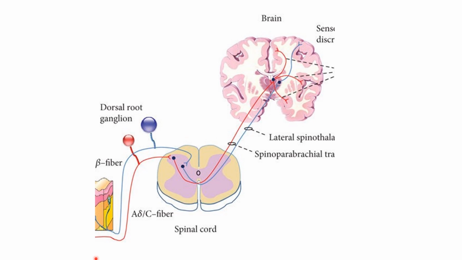Let's have a look at the sensory transmission. The somatic sensory nerve has the cell body in the dorsal root ganglion. The axon enters through the dorsal root and synapses in the dorsal gray matter. They are involved in the reflexes and also transmit to the higher center.